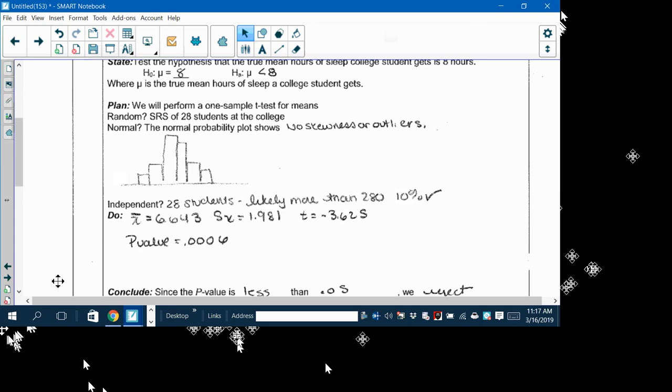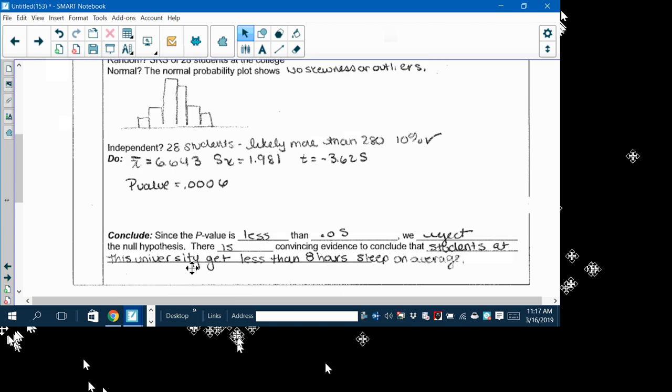So from there, since our p-value is less than 0.05, we're going to reject the null hypothesis and say that there's convincing evidence to conclude that students at this university get less than 8 hours of sleep. Shocker. Okay.